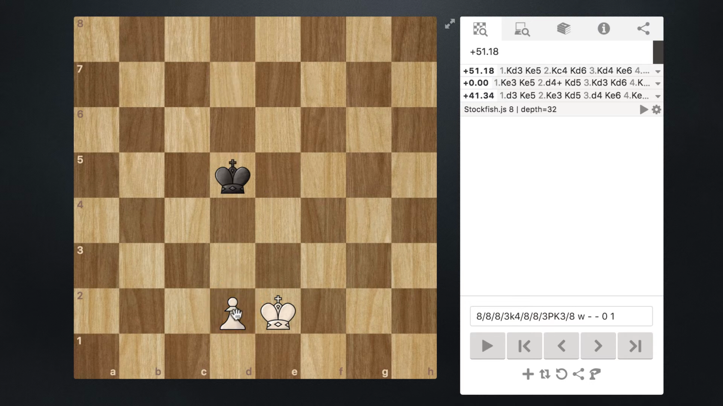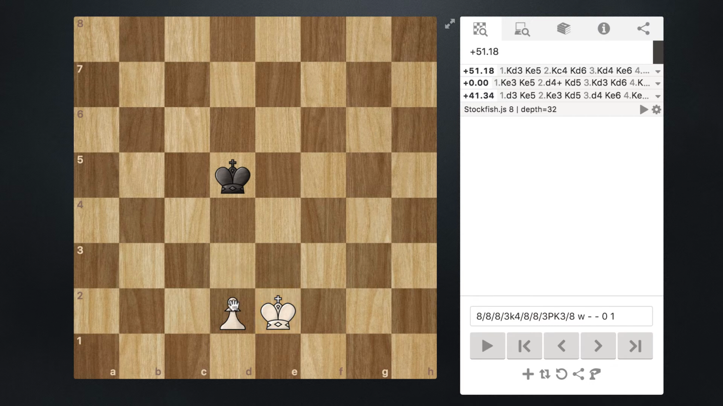Now, another key concept is that we need to have the opposition. In other words, we need to be on the same rank or file as the enemy king, one square apart, and it's the enemy's turn to move. Because remember, whenever you have the opposition, it's the enemy that has the disadvantage. If they move first, they actually have a disadvantage.